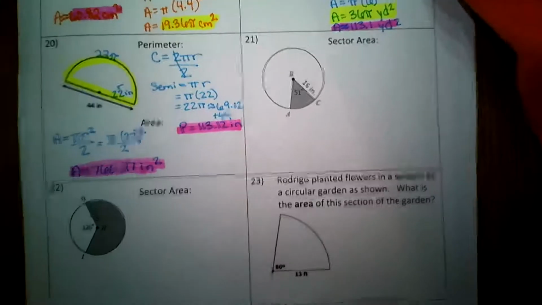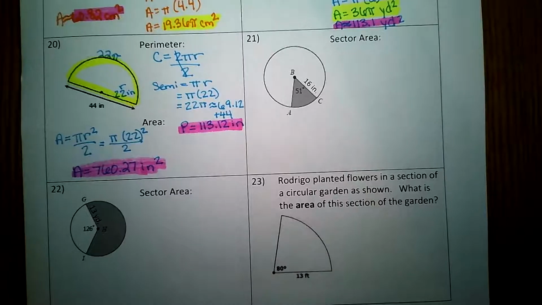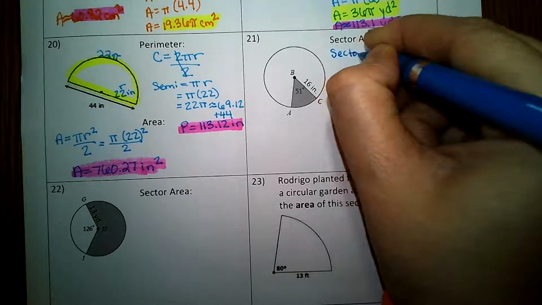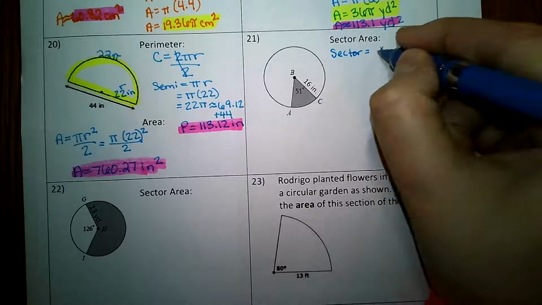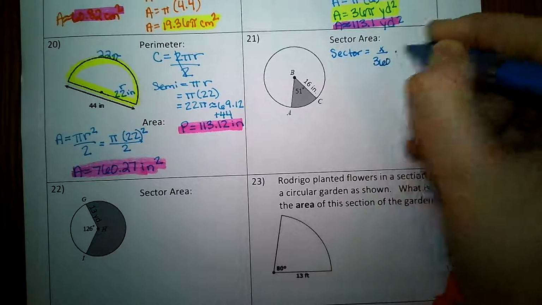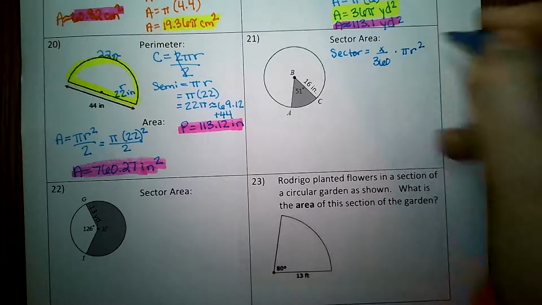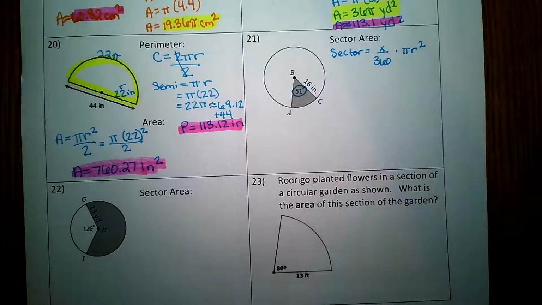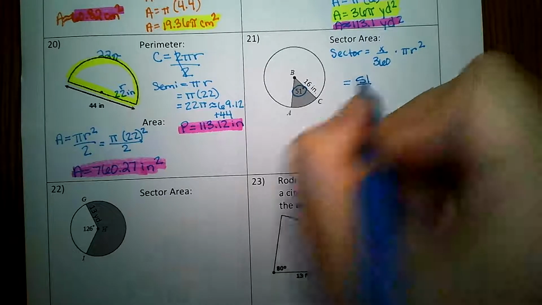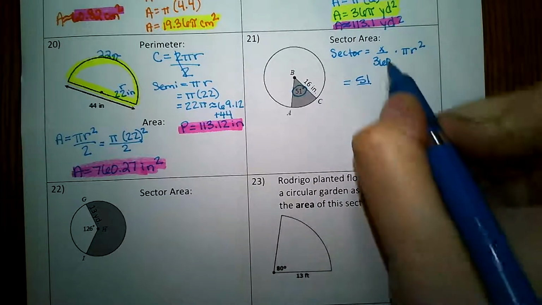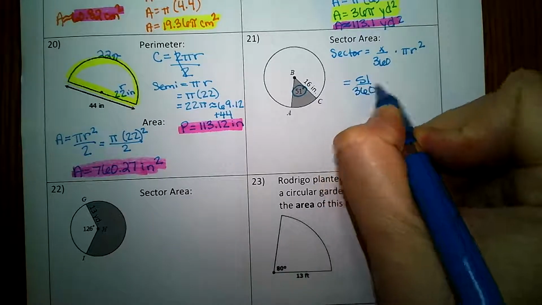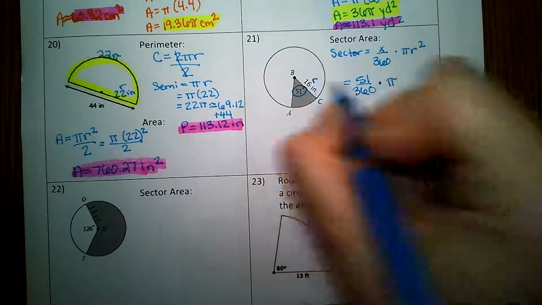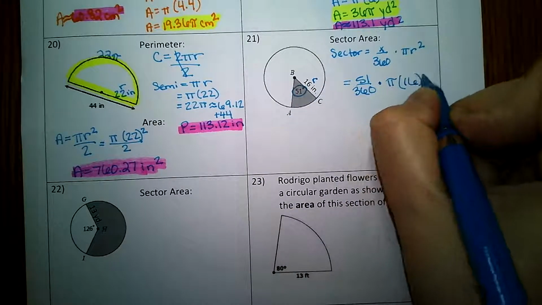First things first, I'm going to jot down my formula. Area of a sector, I'm going to call it sector area, is equal to x out of 360 times pi r squared. This x represents the angle inside the circle. So here, x is equal to 51. That would be 51 out of 360 times pi times the radius, which is marked as 16, squared.